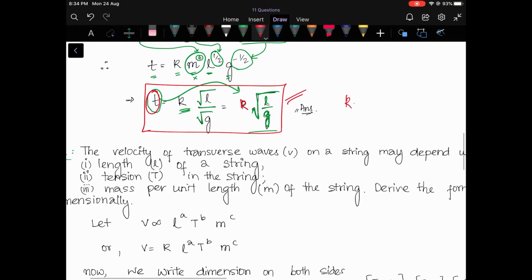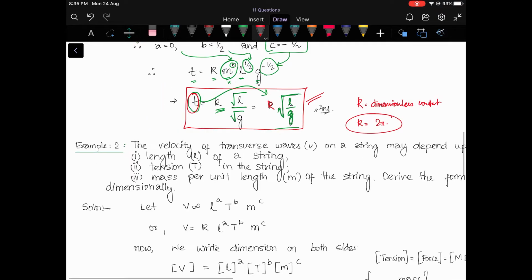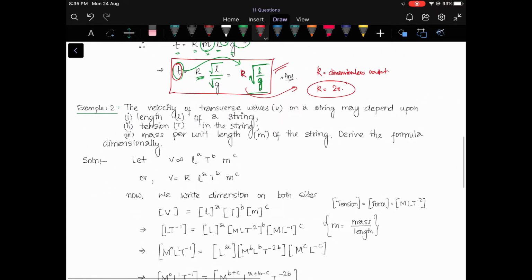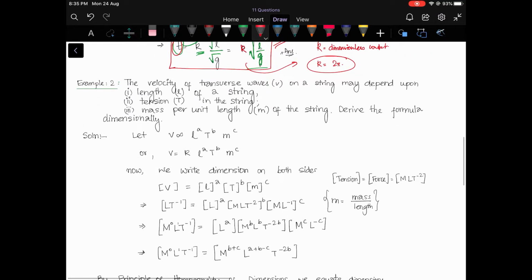This k, as I've talked about earlier, is a dimensionless constant, and it can be found experimentally, and it has been found to be equal to twice pi. That you do not need to write, so it's quite alright. Let's take up another example so that you become more clear with what we have been doing.